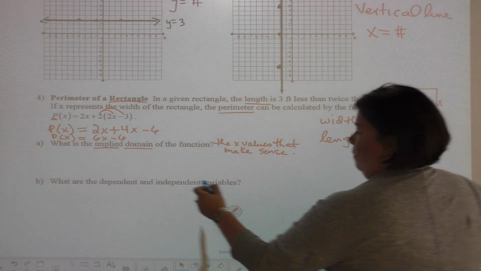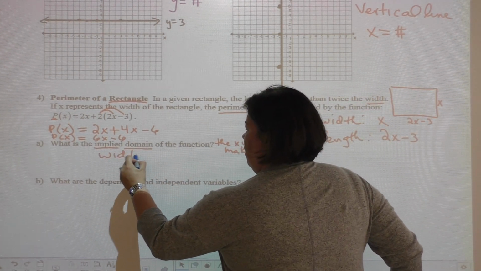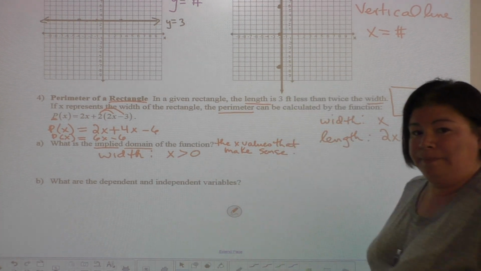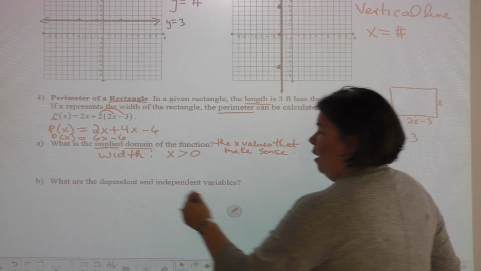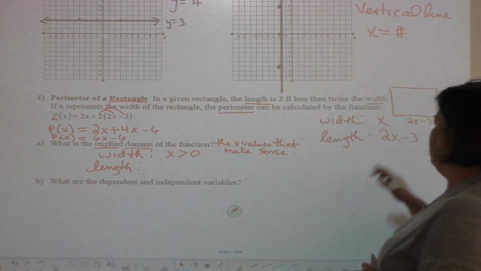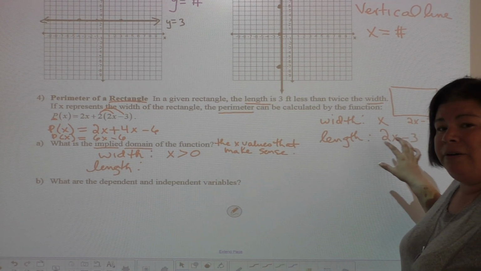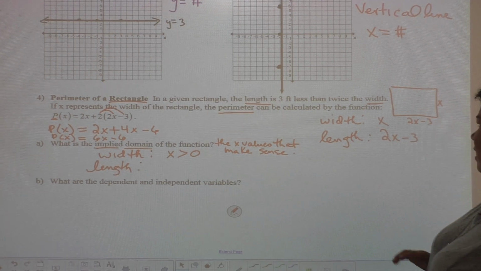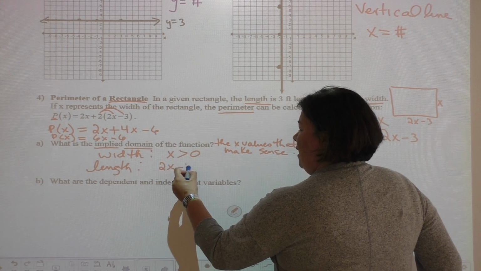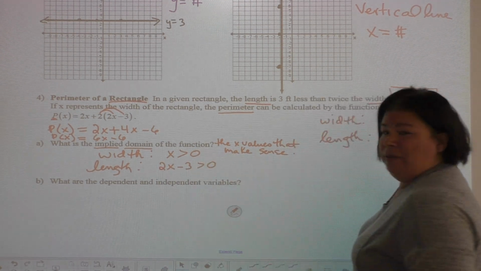For our width, we know that x would have to be greater than 0, right? For our length, we know that this entire length has to be greater than 0. So that means I'm going to go ahead and make that greater than 0.